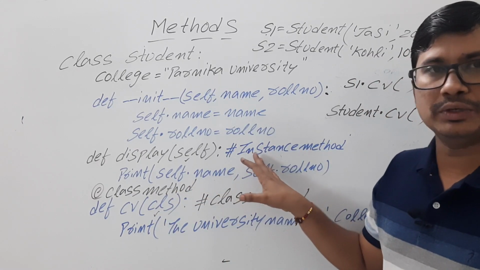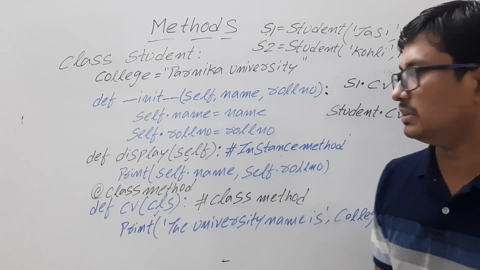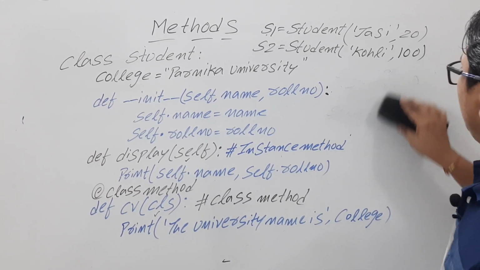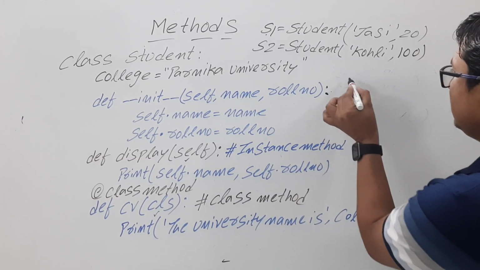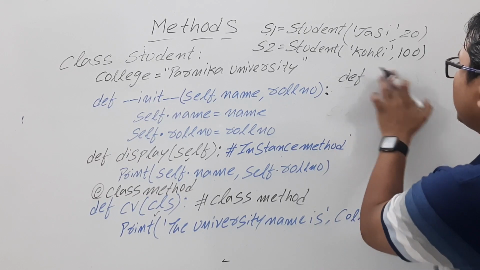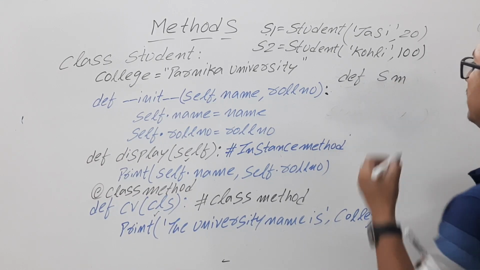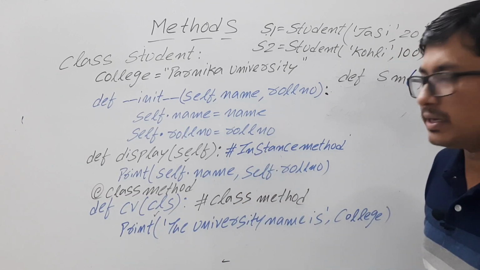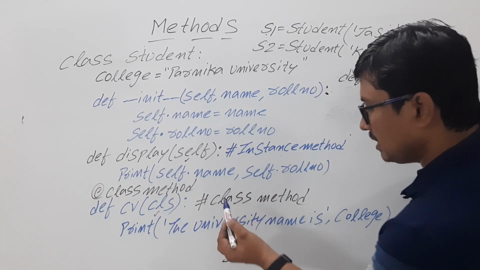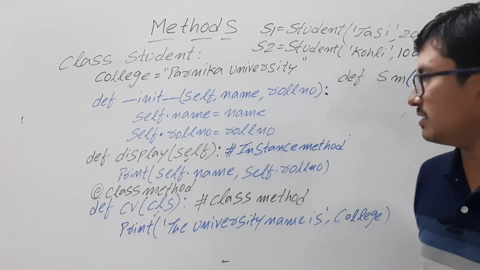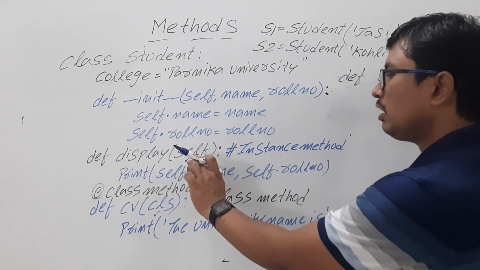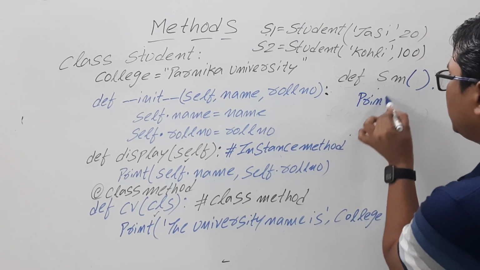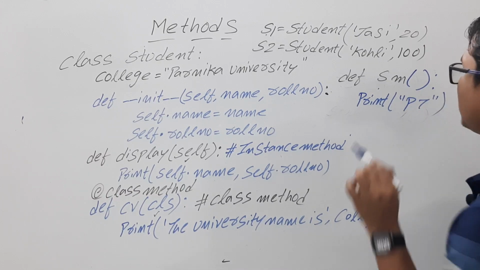So I hope you have understood in detail about instance method and class method. Now what I will do is create a static method. I will define a static method called SM: def SM. And remember one important point. For the instance method, you pass a parameter called self, and similarly for a class method, you pass a parameter called CLS. But for a static method, you will pass neither self nor CLS. Now I will print Parnika Tutorials, in short, PT.